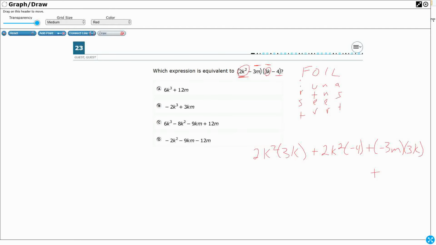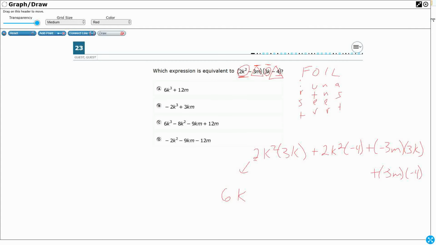So let's do 3m and -4. Okay, so -3m and -4, which both of those will end up becoming a positive. So there's our multiplication. What we need to do is simplify each pair there and then combine any like terms. So if we look over here, I've got 6k, so 2 times 3 is 6.